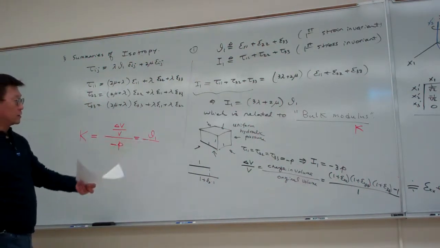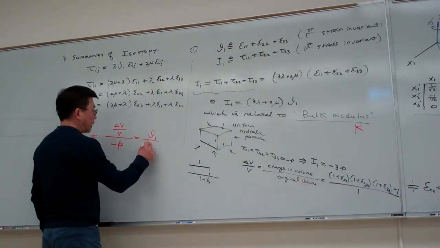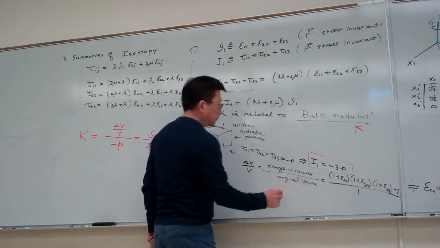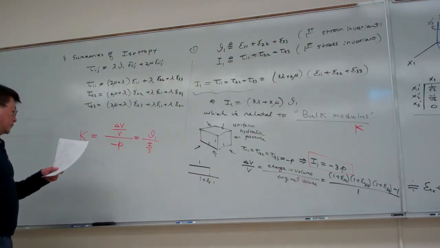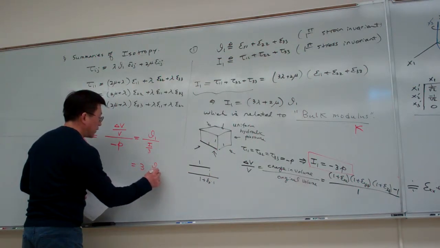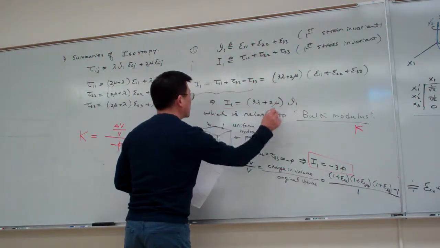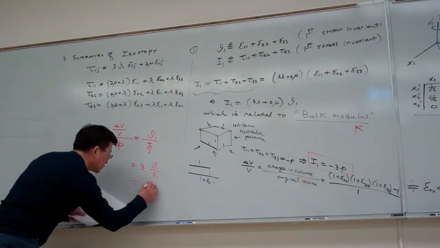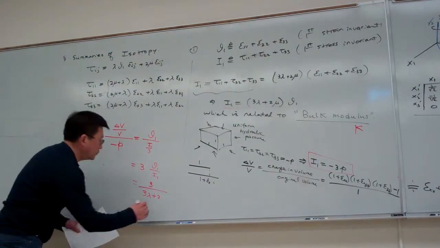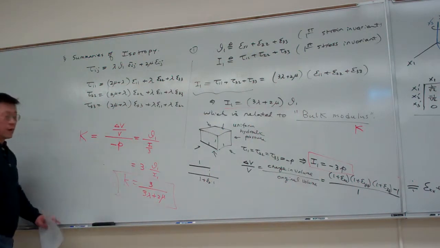And minus P in our calculation is how much? It is I1 divided by 3, right? So from here you can obtain P equals this number. Basically, by our calculation, K is 3 times I1 divided by I1, and that I1 divided by I1 is this one. So we can plug in, and that is equal to 3 lambda plus 2 mu over 3. So this is our engineering definition of the bulk modulus.